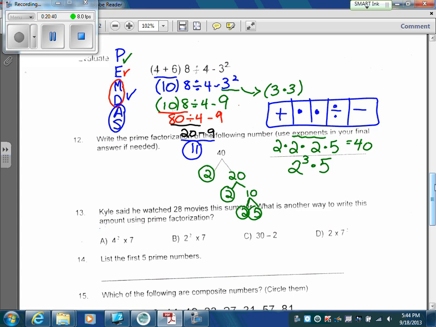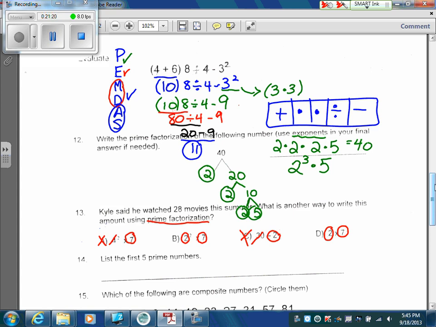Okay, 13, Kyle watched 28 movies. What is another way to write this amount using prime factorization? Okay, here's our key, prime factorization. Let's get rid of anything that does not have prime numbers. A, 7 is prime, 4 is not, get rid of it. B, 2 is prime, 7 is prime, keeping it. C, 30 minus 2, 30 is not prime, get rid of it. 2 is. And then D, 2 is prime, 7 is prime, so I'm going to keep it. So I've eliminated 2 answer choices, and now I'm only going to look at B and D.